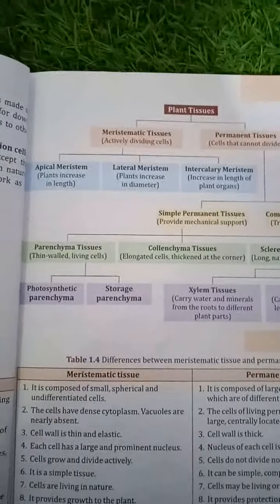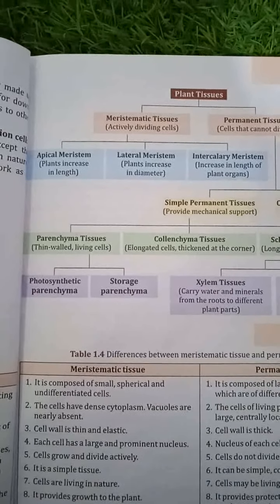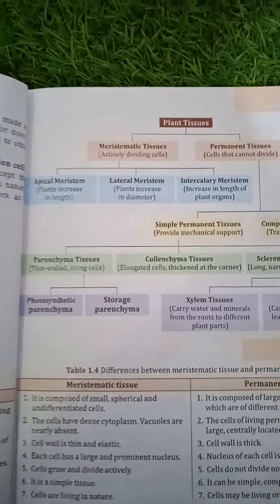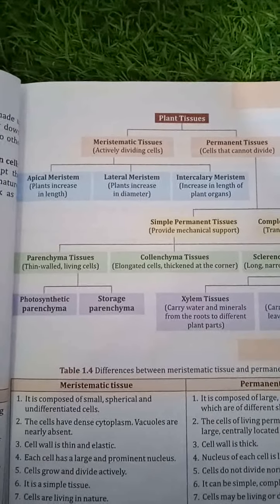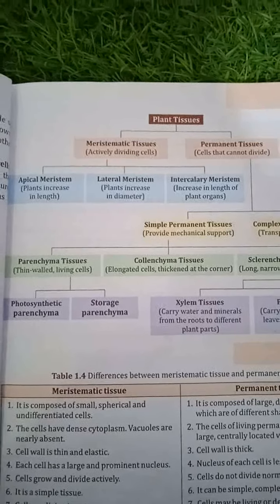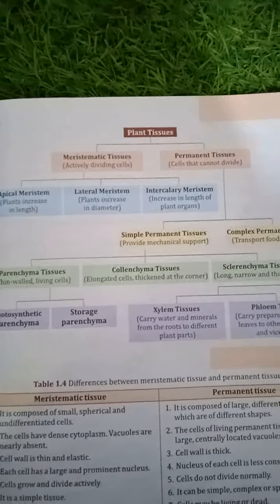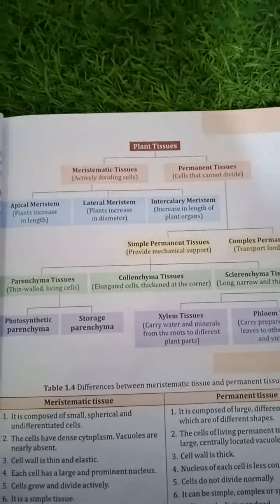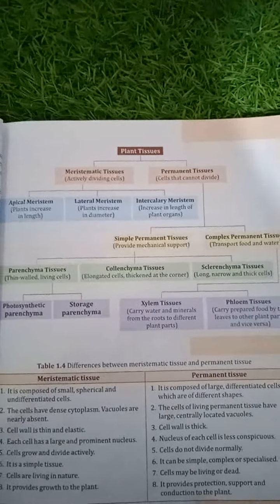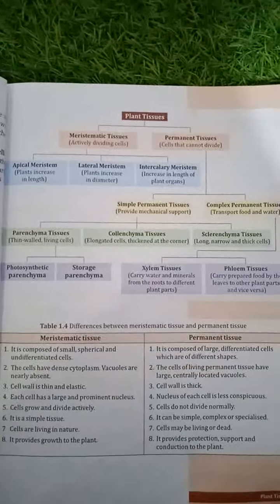Then comes the types of parenchyma tissues also. They are of 2 types, photosynthetic parenchyma and storage parenchyma. Some tissues perform the function of photosynthesis, while others perform the storage of food. So this all was about your chapter of plant tissues. Here we end this plant tissues chapter.